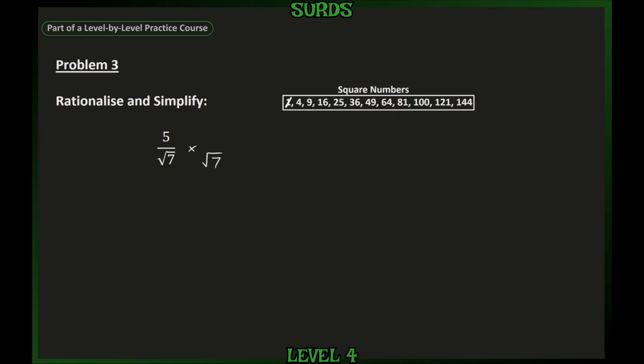Now, because this is a fraction, to keep it equivalent, we need to also multiply the numerator by the square root of 7. So starting with the numerators, 5 multiplied by the square root of 7 gives us 5 root 7. And on the denominator, root 7 times root 7 just gives us 7, because the square root part disappears. Now this can't be simplified any further, because 5 and 7 have no common factors other than 1, and so 5 root 7 over 7 is our final answer to problem 3.